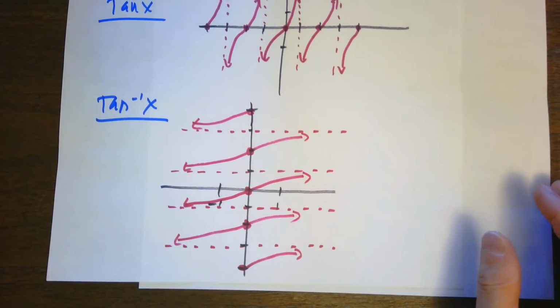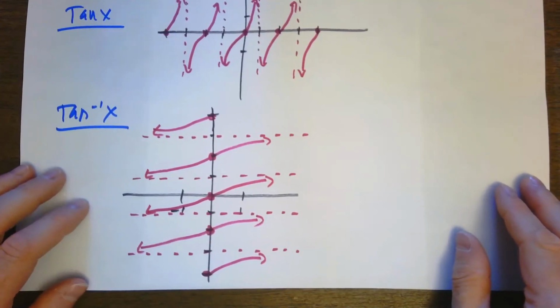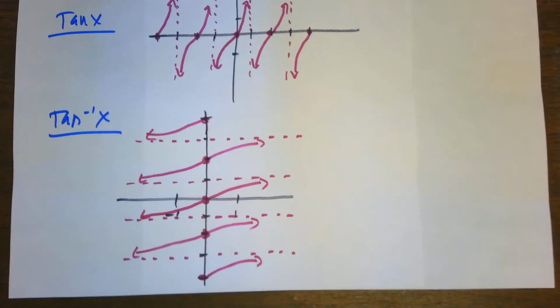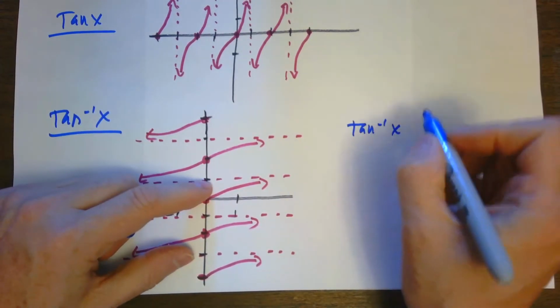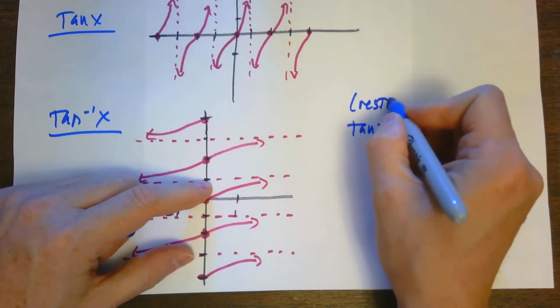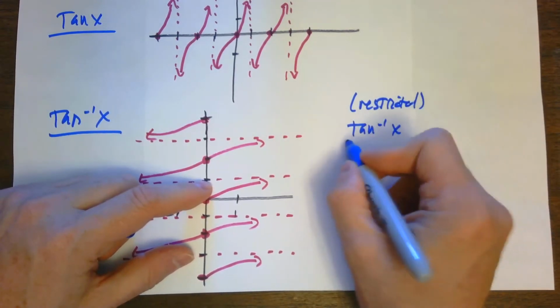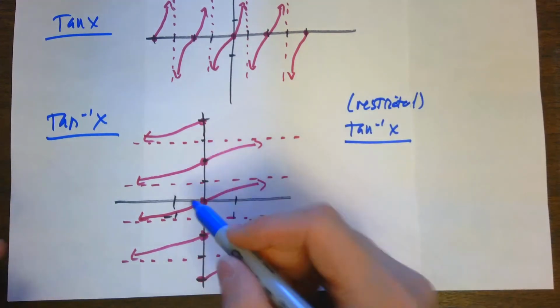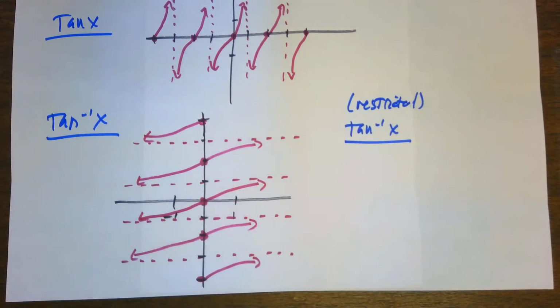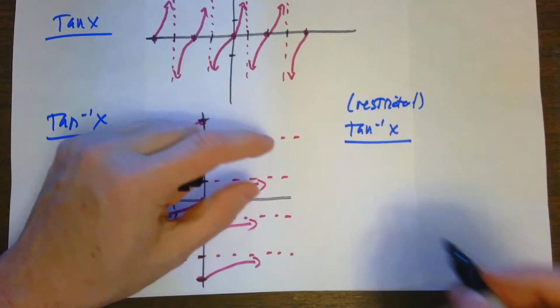So whenever we're going to do inverses, we're going to talk about restricted inverse tangent. So now let's talk about tangent, but restricted. Whenever we talk about inverse tangent now, we're not going to talk about all of it. We're going to restrict ourselves to the following graph.